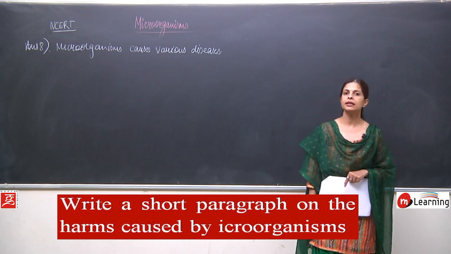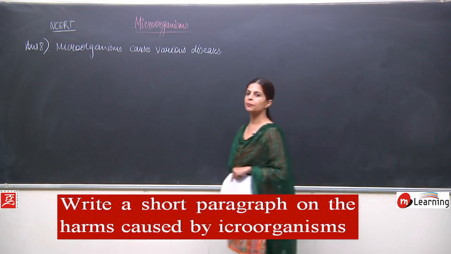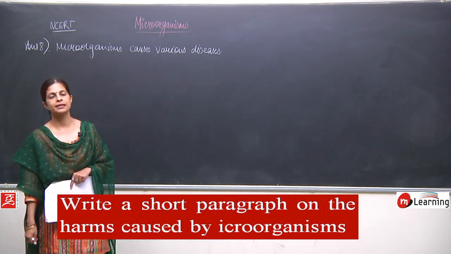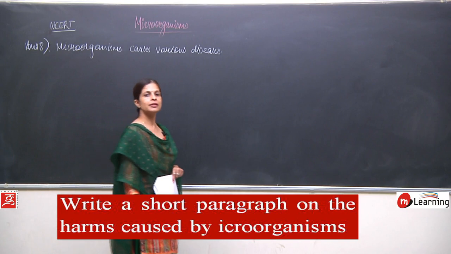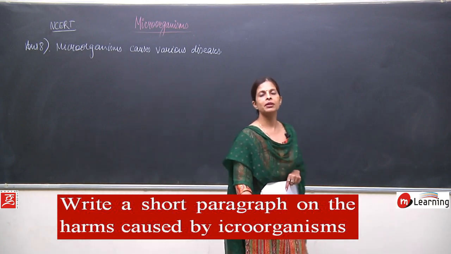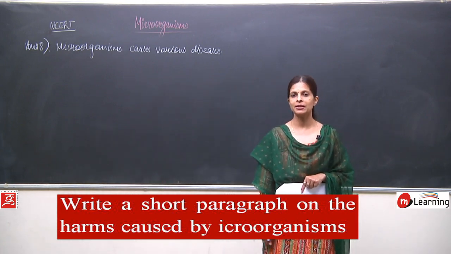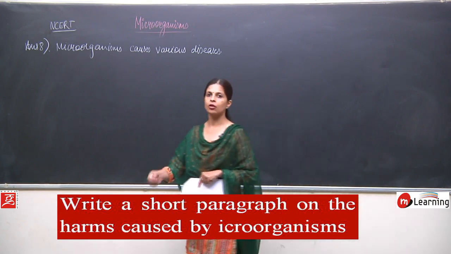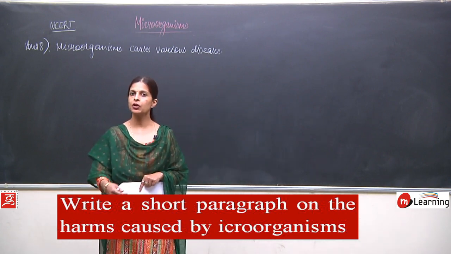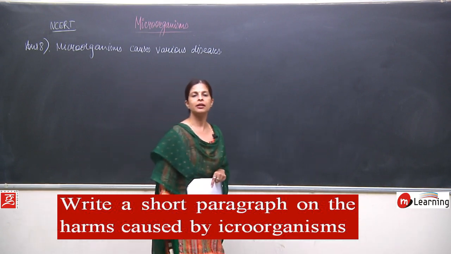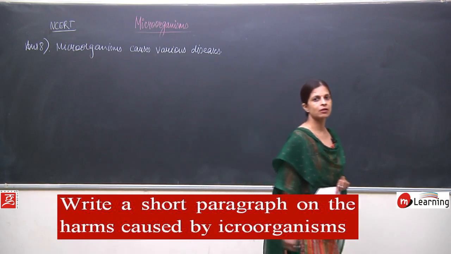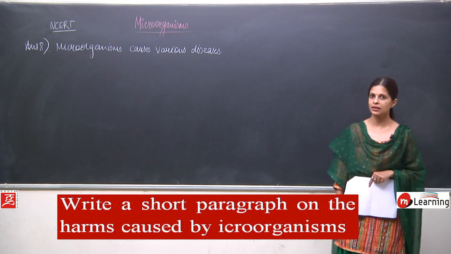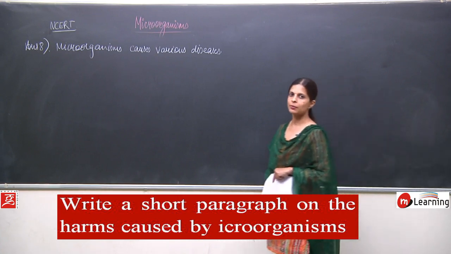When we talk about plants and animals, the microorganisms are also responsible for causing various kinds of diseases. Take the example of tuberculosis or anthrax caused by bacteria, then the foot and mouth infection. In humans, eczema, ringworms, and many skin diseases are also there. So this chart is already given in one of the lectures while teaching this chapter.